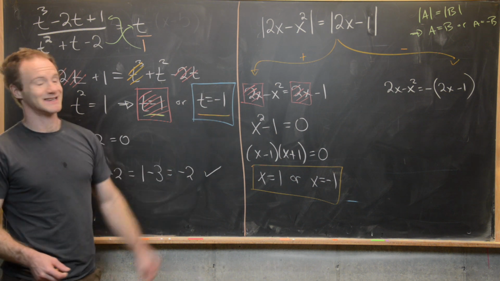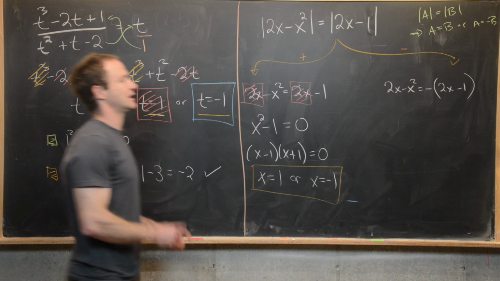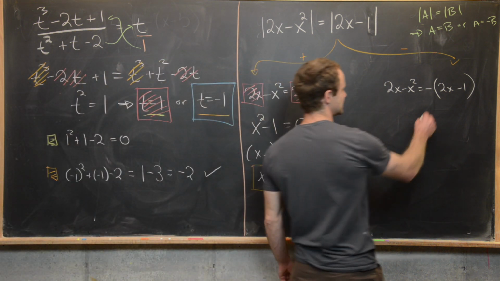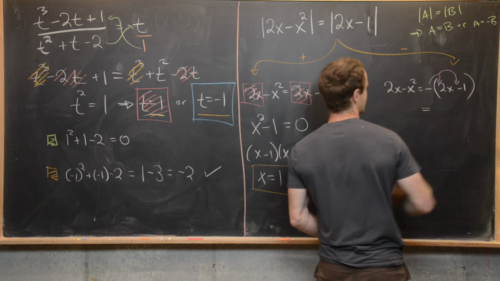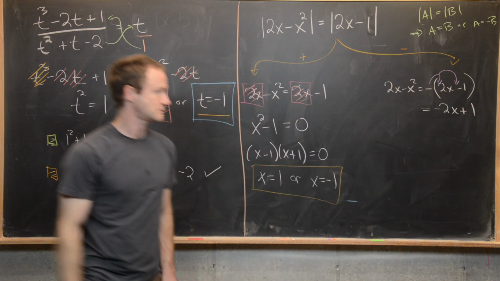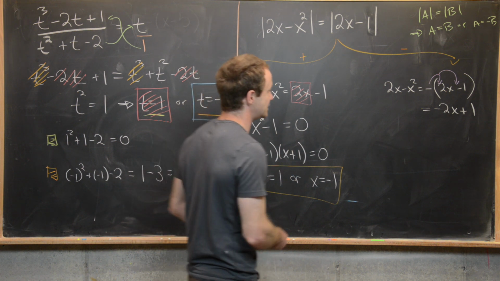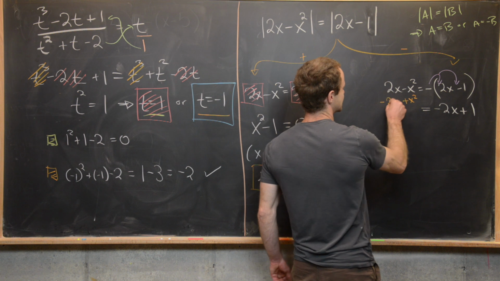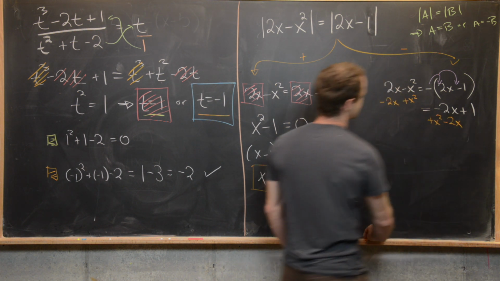So now let's go into this next equation. So we've got 2x minus x squared equals negative 2x minus 1. So maybe the first thing that we'd like to do is distribute this minus sign through to each of the terms. That gives us negative 2x plus 1. Now we can move some stuff around. So maybe what I would like to do is add an x squared to both sides and subtract a 2x from both sides. So let's see what that gives us.